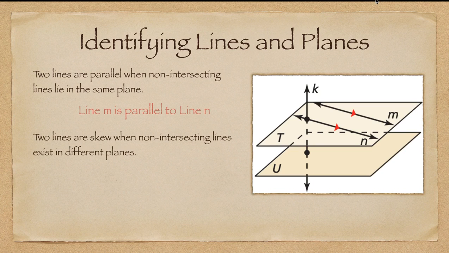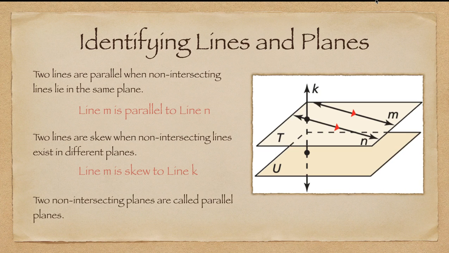If two lines are skew, then they are non-intersecting lines that exist in different planes. Again, if we look at the drawing, we see that line K is a vertical line. It intersects line N, so those are intersecting lines. We need to find a different line that doesn't intersect K, and that would be M. They exist in different planes. We see that line K only touches plane T at a single point. Line K itself lies in an entirely different plane, so we should be able to identify that line M is skewed to line K because they exist in different planes.